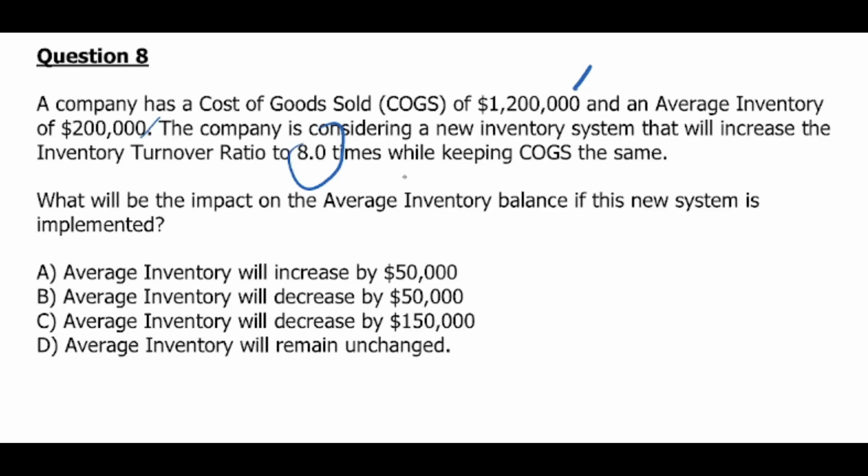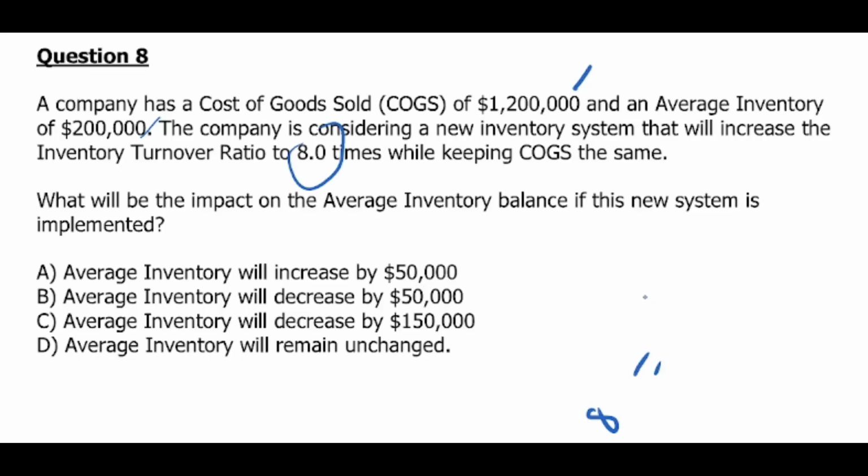So here the inventory turnover ratio is already given. So what is the formula for inventory turnover ratio? That is 1.2 million divided by the inventory that you have to calculate, and it is 8.